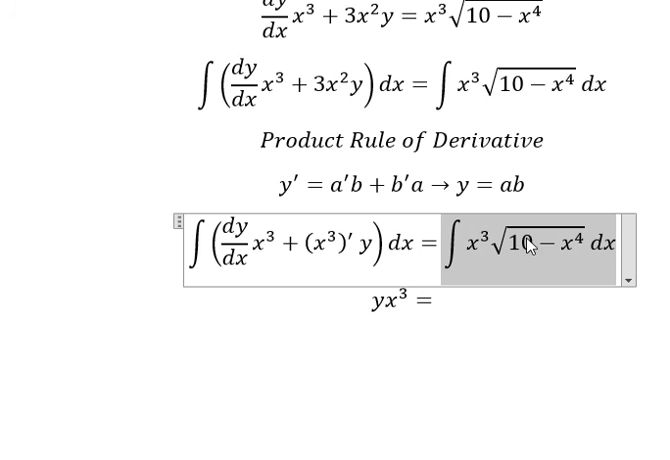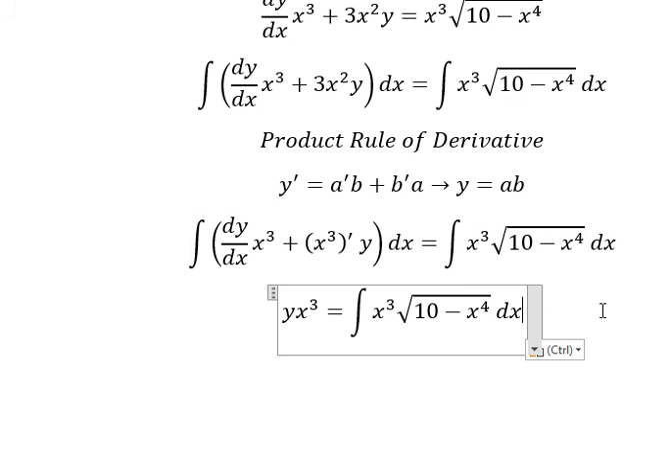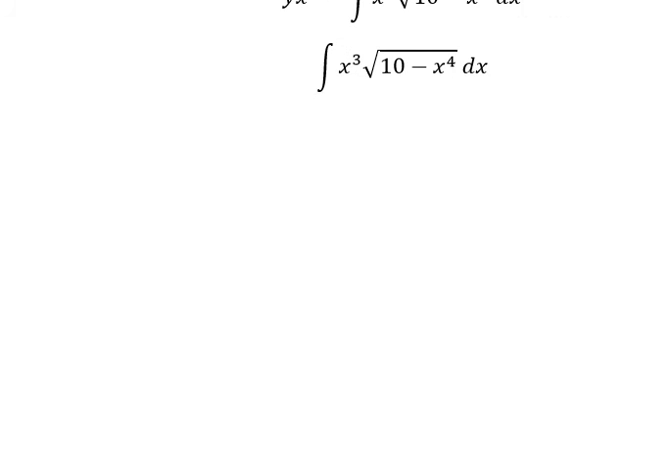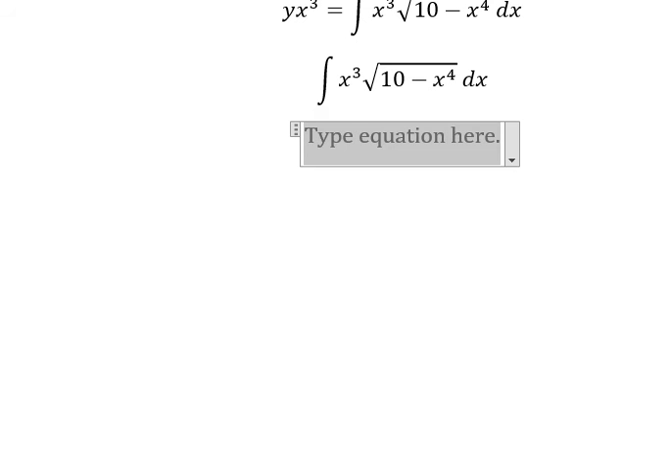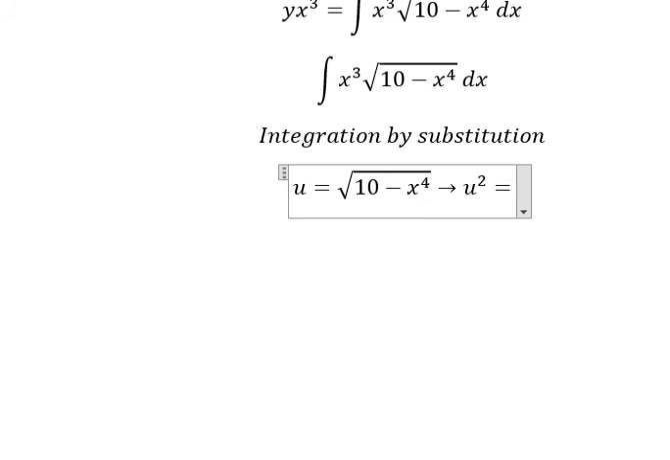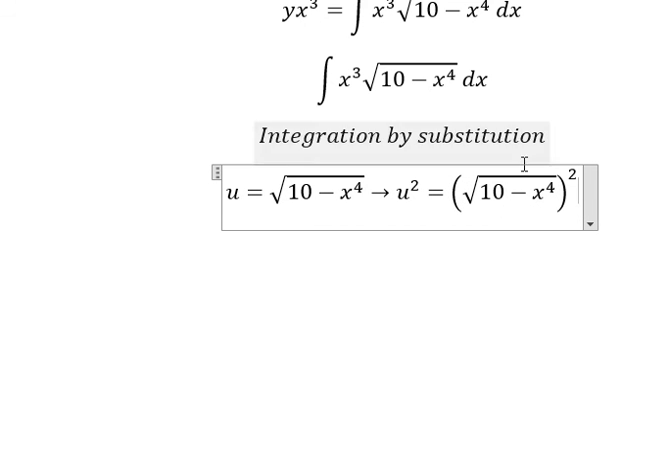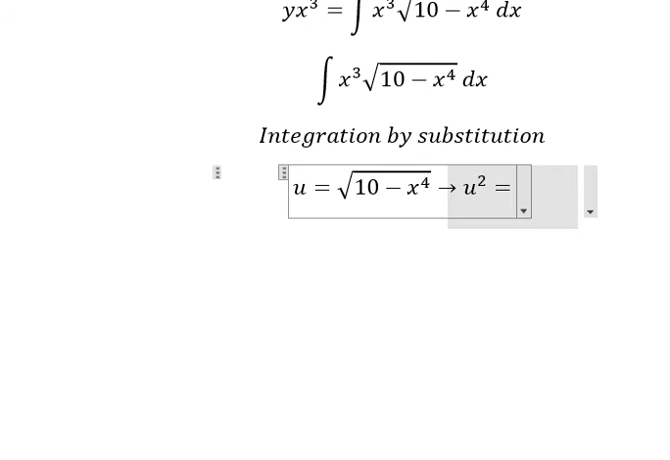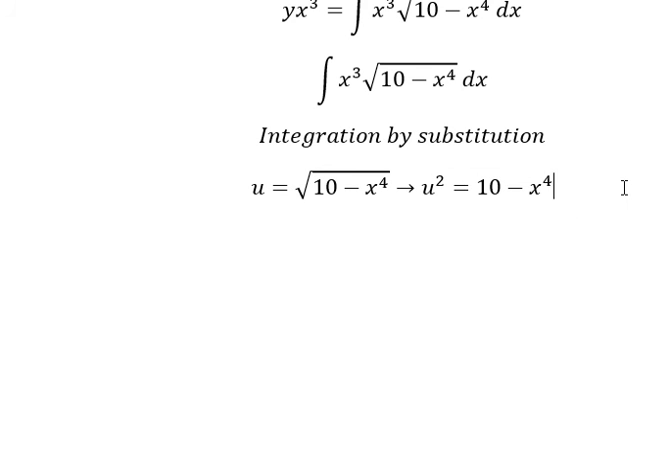Now I will consider this one. So we need to use integration by substitution. So I will put u equals this one. Later we square both sides to cancel the square root. Later we take the first derivative of both sides.